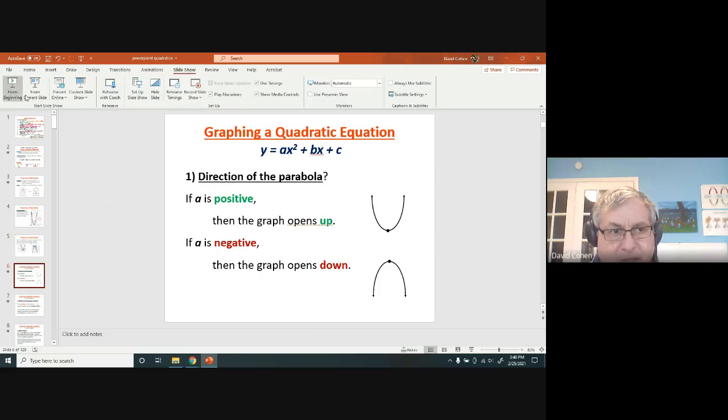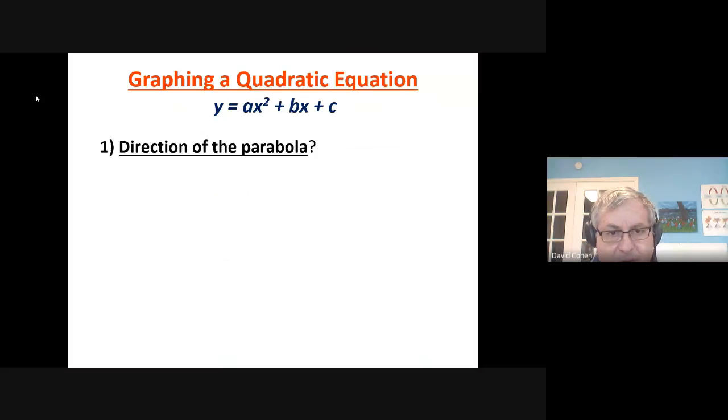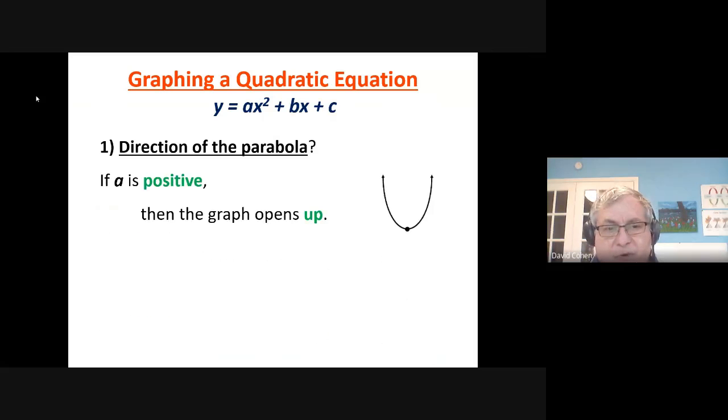I think this has animation. Yeah. Graphing a quadratic equation, y equals ax squared plus bx plus c. Let's talk about the direction of the parabola. Is it upward facing or downward facing?